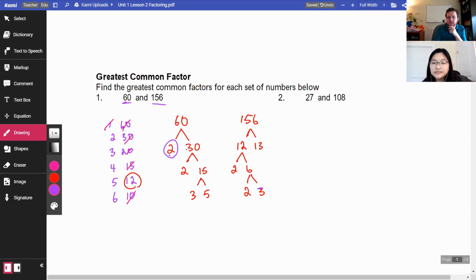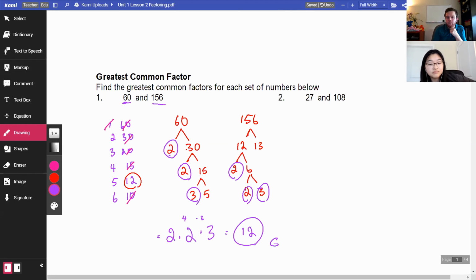I'm going to go ahead and circle some stuff. We got 2 and 2. So I'm going to write that down here. We got 2 and 2. Cool. That's another 2. We got a 3. That's another 3. I forgot to circle it. And then the 5 and the 13, they are non-common. Right? So the product of these, 2 times 2 times 3, 2 times 2 is 4, times 3, that is 12, our GCF. Whoa, mind blown.